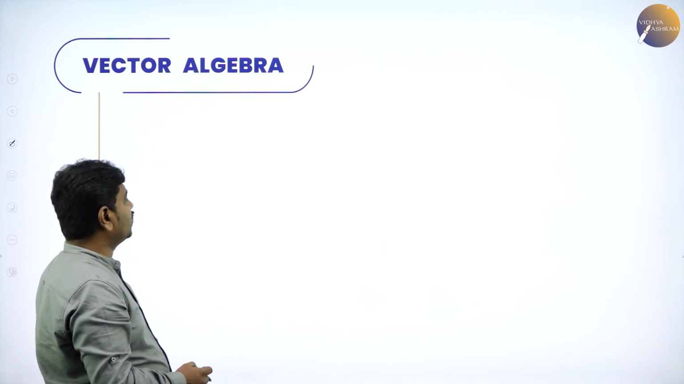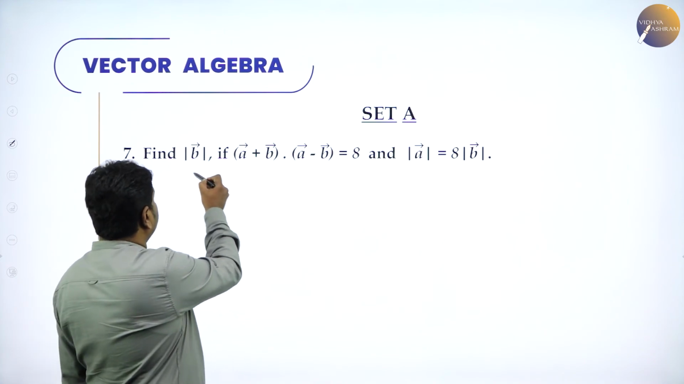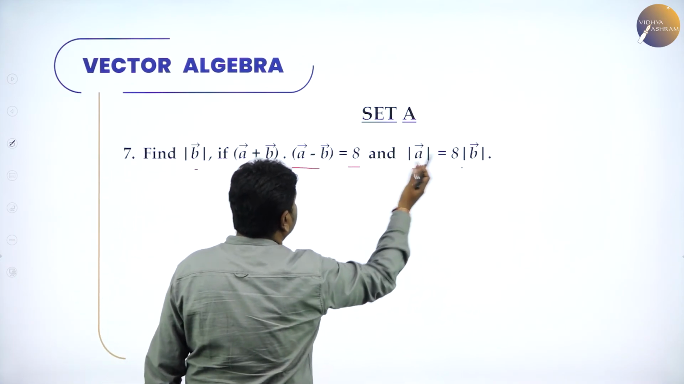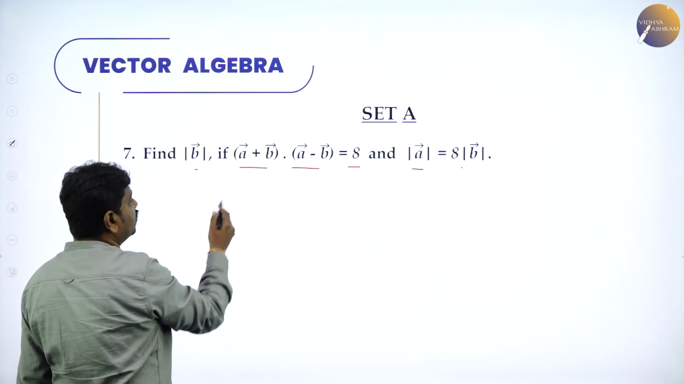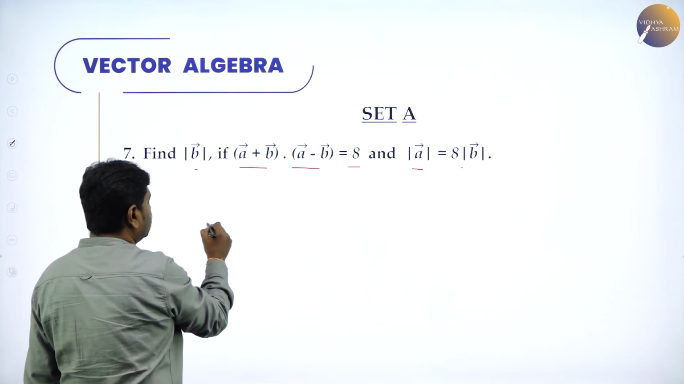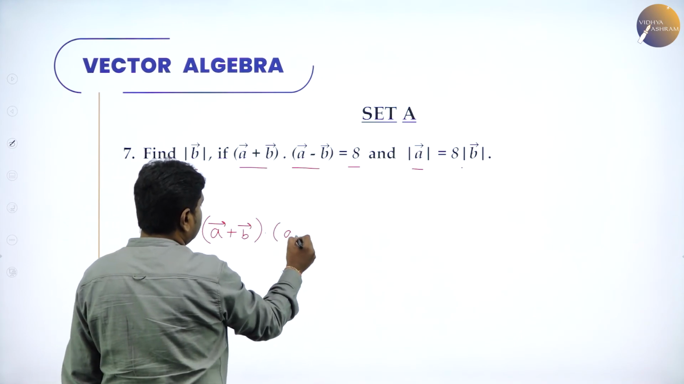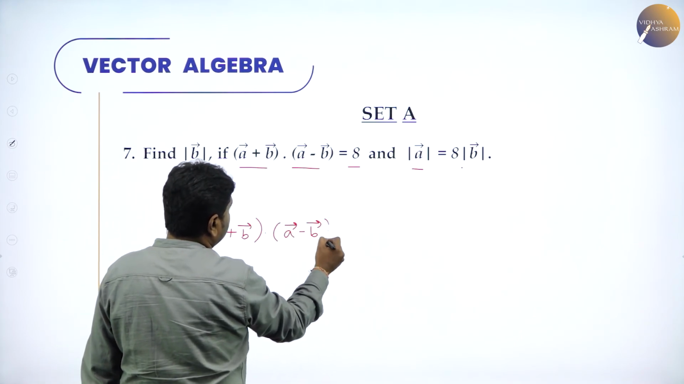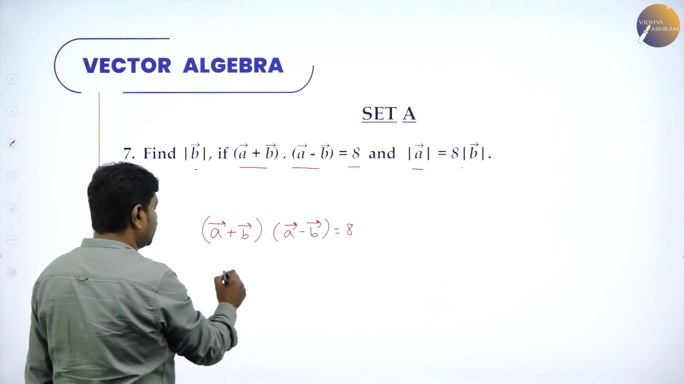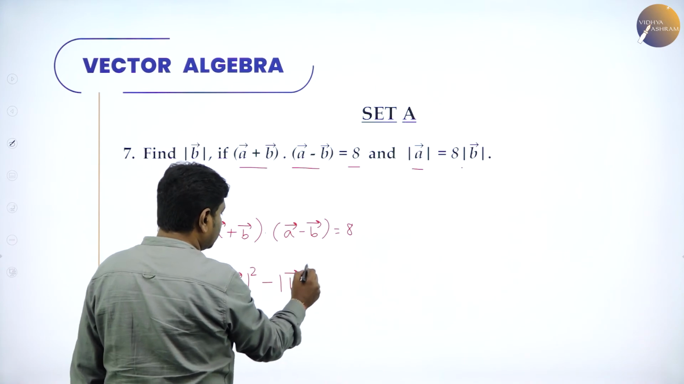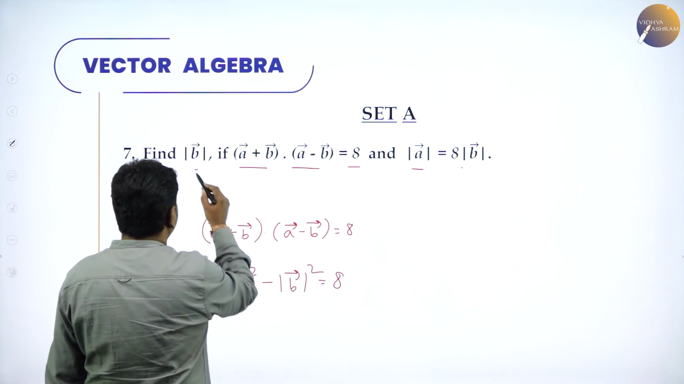Then for 2 marks you can expect a question to find magnitude of b. If (a plus b) dot (a minus b) is 8, magnitude of a is given. So you can expect a question on magnitude relation. Vector a plus b dot vector a minus b is given as 8. You know that (a plus b) dot (a minus b) is magnitude a square minus magnitude b square. And they told us to find magnitude b.